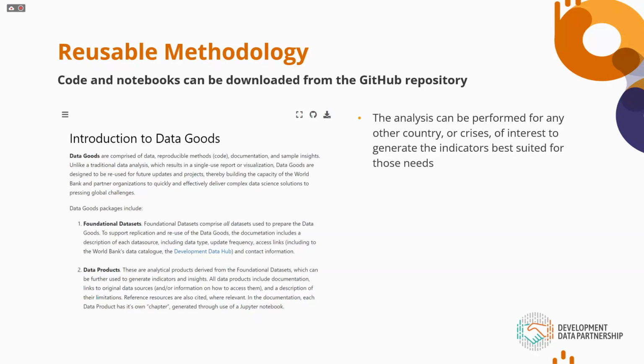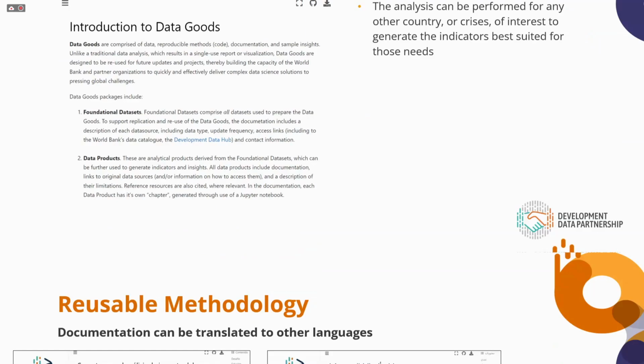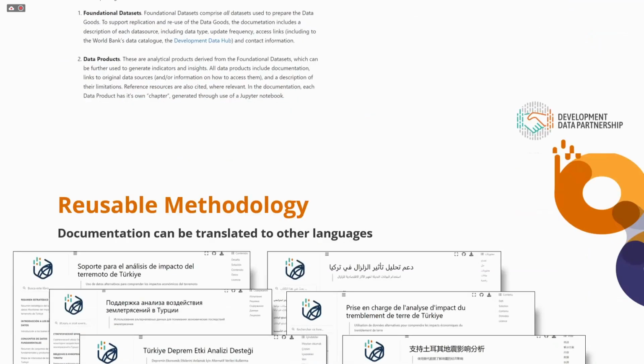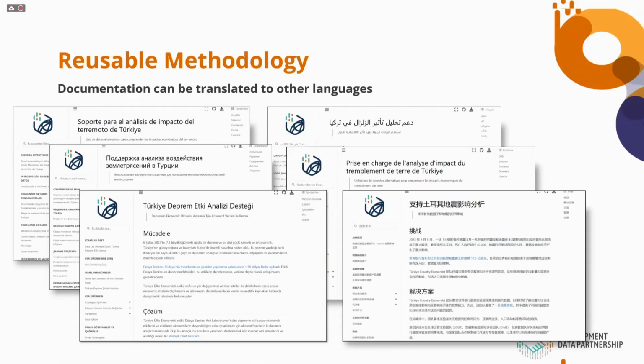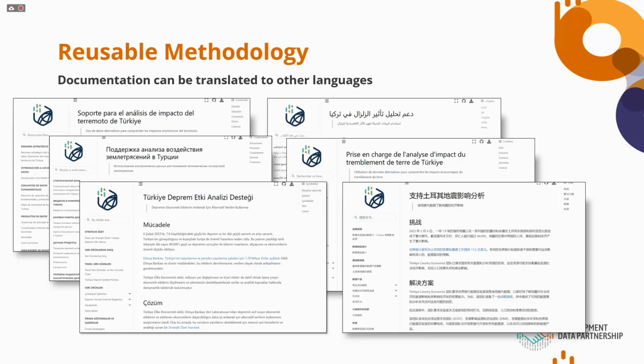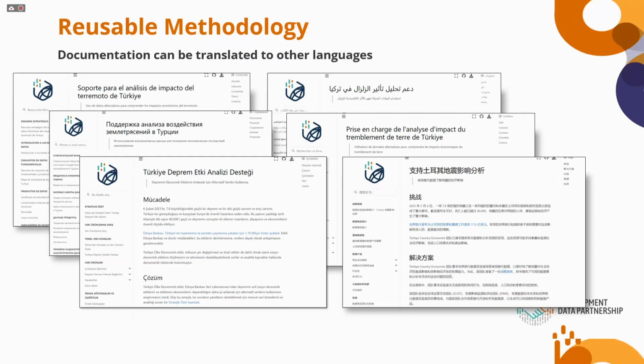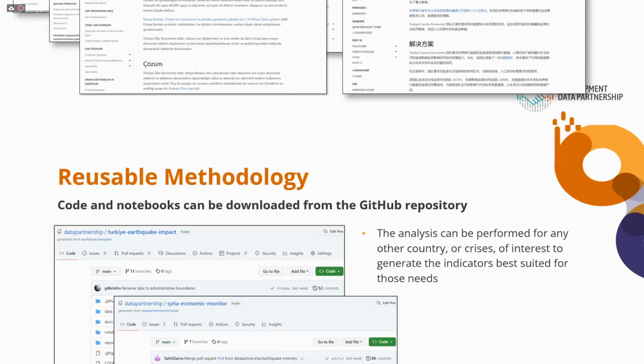Or if the same internet connectivity needs to be measured in Syria after the earthquake, you can use the same notebook, rerun it for Syria, and you will start seeing the indicators for that country as well. And what's more, the documentation and the code and the report that we have, all of them can be translated into different languages with ease using Google Translate, and that way it can be more accessible to a lot more people and widely used.